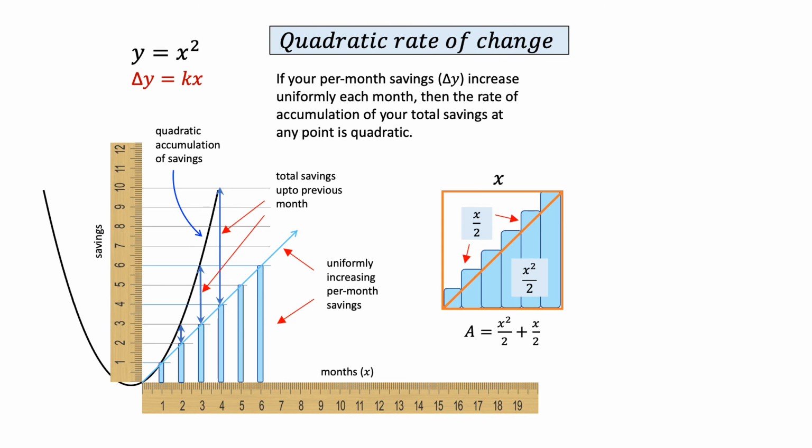What we have here is a linear rate of change, a uniform growth in the change, which results in a total change that is quadratic. Cumulative sum of uniformly increasing changes is a quadratic change. This is easy to see because, for example, the differences between the consecutive squares of integers are consecutive odd integers.